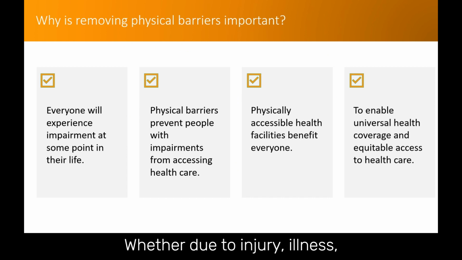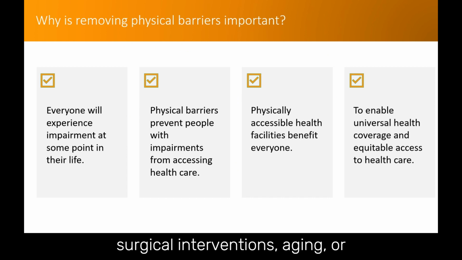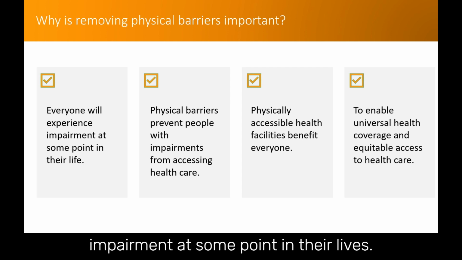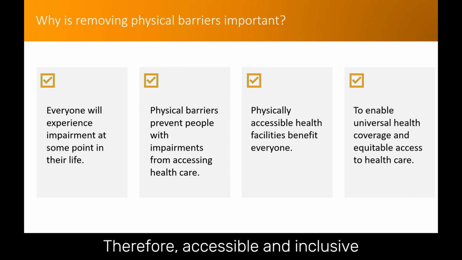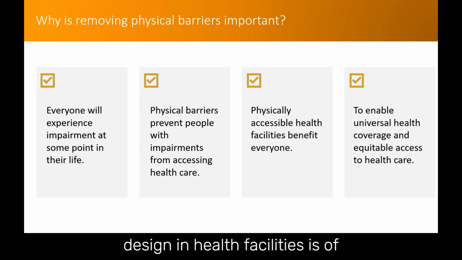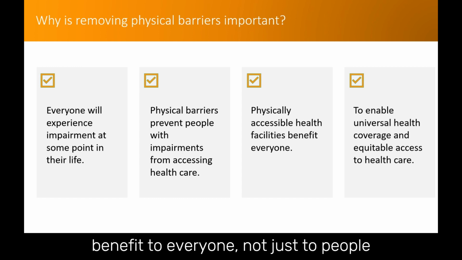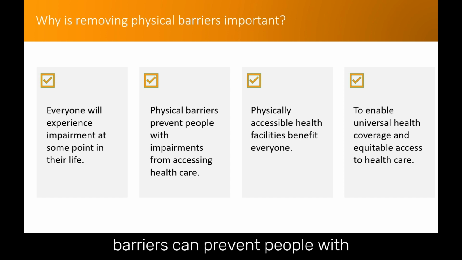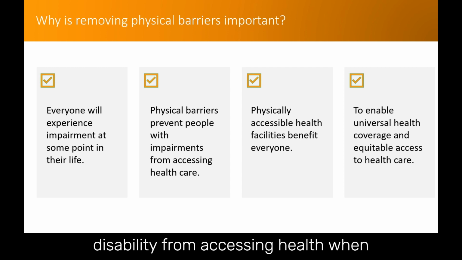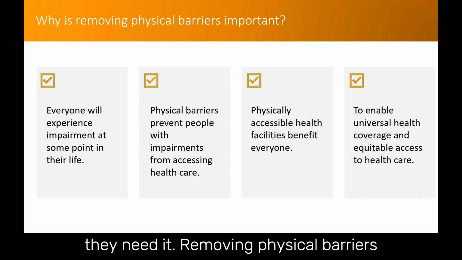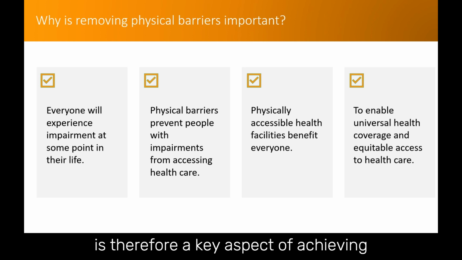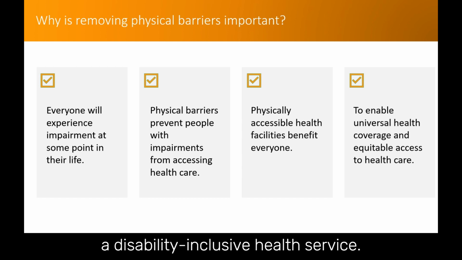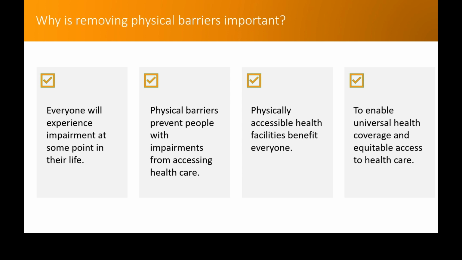Whether due to injury, illness, surgical interventions, aging, or disability, most people will experience impairment at some point in their lives. Therefore, accessible and inclusive design in health facilities is of benefit to everyone, not just to people with disability. Physical barriers can prevent people with disability from accessing health when they need it. Removing physical barriers is therefore a key aspect of achieving universal health coverage and providing a disability-inclusive health service.